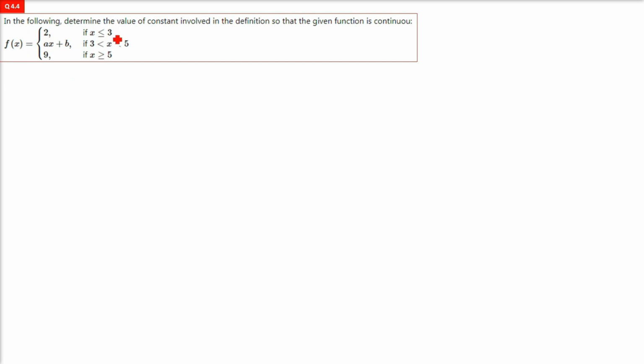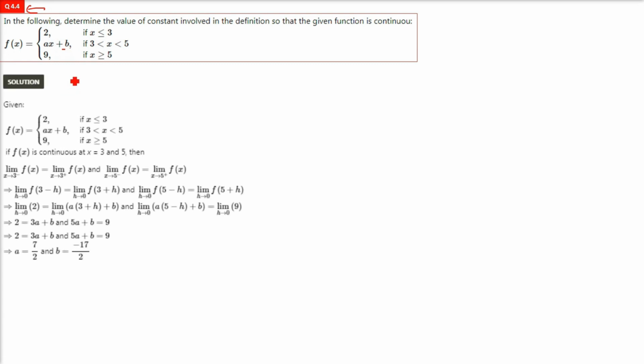Same thing we have to do here in the following. Determine the value of the constant involved in the definition so that the given function is continuous. So we have 2 points of check here, 3 and 5. And there are two constants here, 2 and 9, and ax plus b is having a variable x. So let me draw a number line, 3 and 5. So 3 and 5 we have to check. For 3, LHL and RHL, that is the left hand side and right hand side. Similarly for 5 also, LHL and RHL. And we'll get some equations, and we are going to solve those equations.